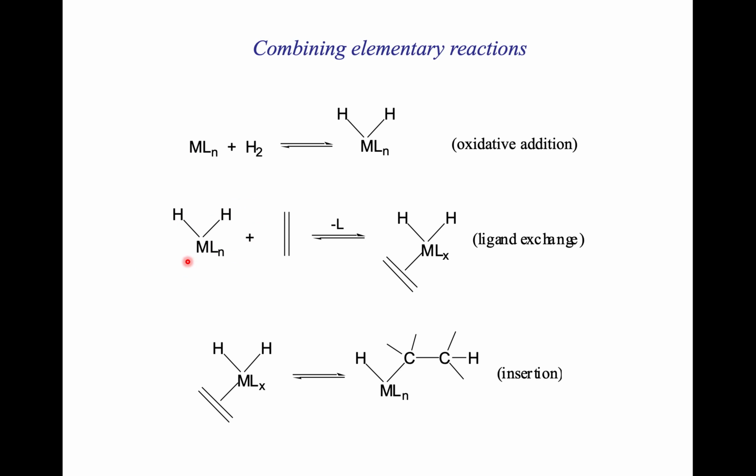The complex now would somehow need to get an alkene associated. We talked about earlier that it could be an associative or dissociative mechanism, it doesn't really matter, but somehow we get an alkene coordinated, and it needs to be cis to one of these hydrides. After that, it undergoes an insertion reaction. At this point, if we did a final reductive elimination, we could eliminate an alkane, and we would have done a hydrogenation reaction.